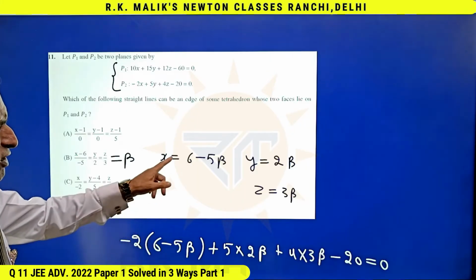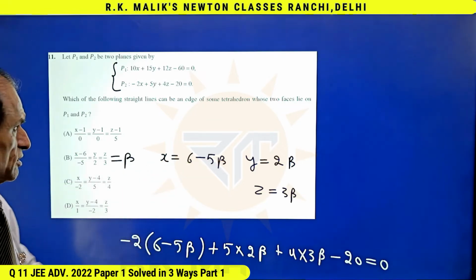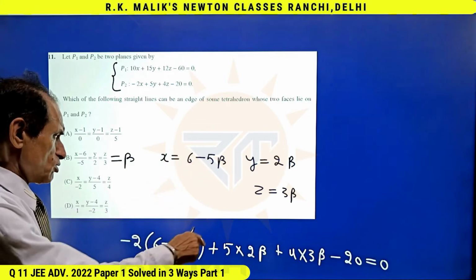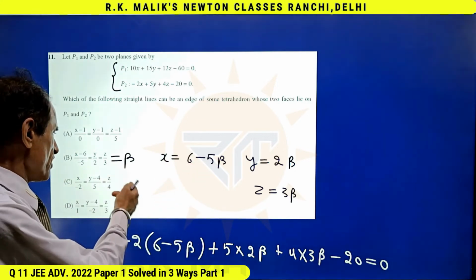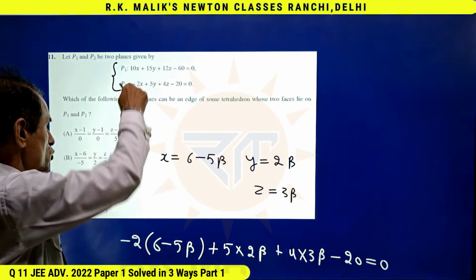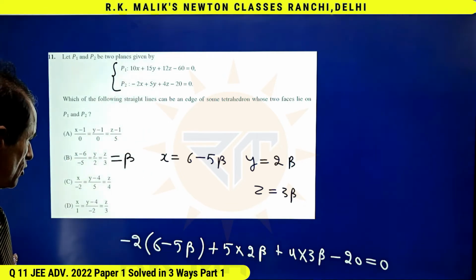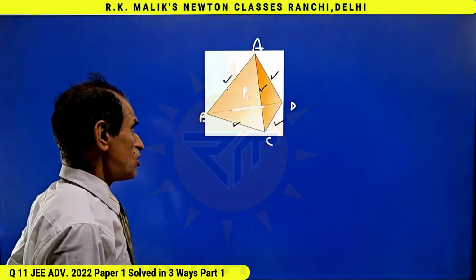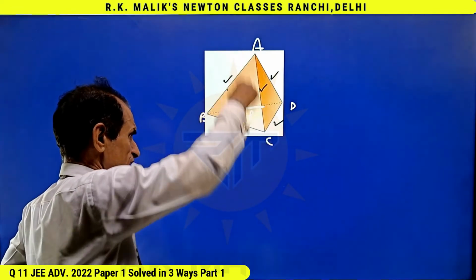That is, now the point of intersection will be (1, 2, 3). And previously the point of intersection was (6, 0, 0). That is, the points are different where this line is cutting these two planes. Hence, the line of the choice B can again be an edge of the type AC.